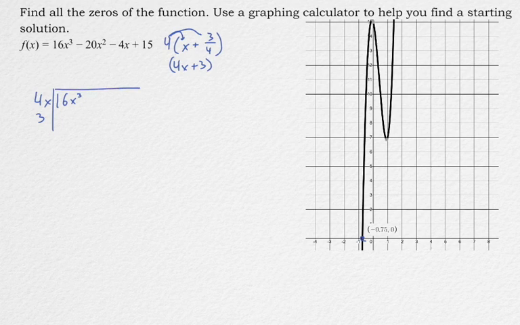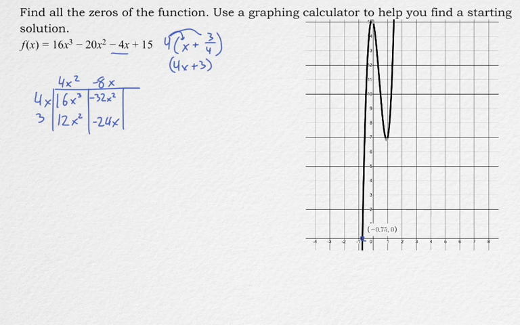So 4x times 4x squared gives me 16x cubed. That makes 12x squared down here. But I want negative 20x squared, so I'm going to have to subtract 12 and 20 more. So that would mean subtract 32x squared. So 4 times negative 8x would give me negative 32x squared. Alright, so then negative 8 times 3 is negative 24x.